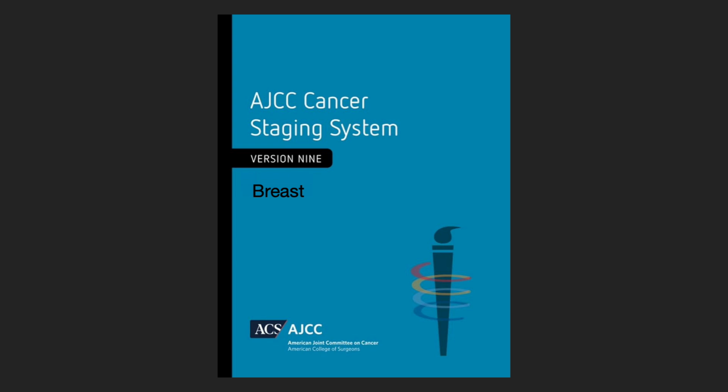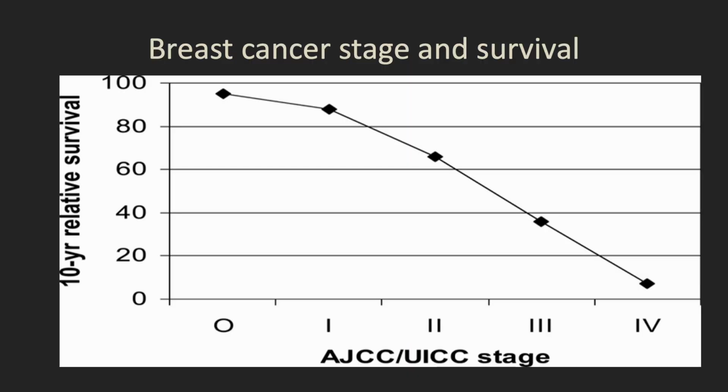And just to note that the staging in here is based on the AJCC cancer staging system, version 9 for breast. So that comes from the American College of Surgeons. And staging clearly matters, as you can see by this little graph here. The 10-year relative survival for breast cancer decreases dramatically when you move from stage 0 through stage 1, 2, 3, and 4.